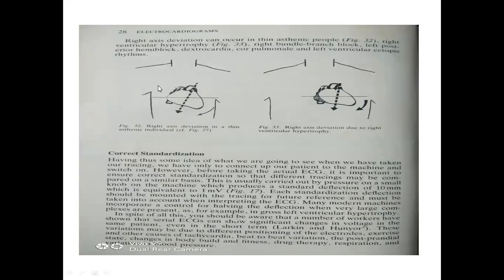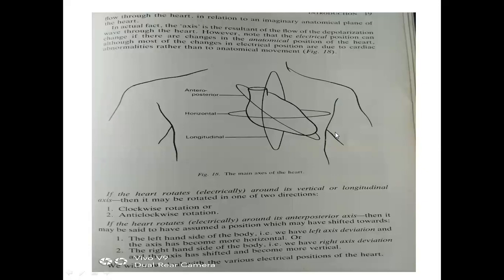Now you can see the picture. Can anyone explain these two pictures? The right axial. See, the heart is getting rotated to the right side. Is it clear? And the next picture, can you see the different position of the heart?